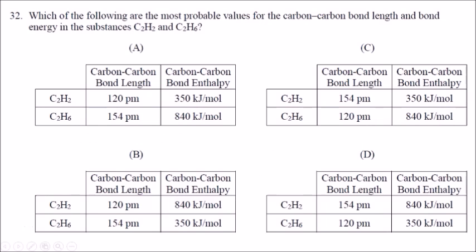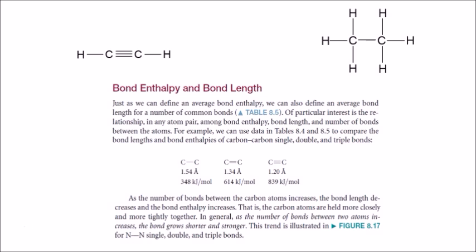In number 32, we're talking about bond length and bond energy, or enthalpy. We have two molecules, C2H2, which has the following Lewis structure, and C2H6, which has a different Lewis structure. So we have a triple bond versus a single bond. Now, in terms of bond enthalpy and bond length, a single bond is going to be longer and have a lower bond enthalpy. A double bond would be shorter and have a higher energy, and a triple bond is even shorter and even higher. So the C2H2 has a shorter bond length and a higher bond enthalpy, so it's harder to break.